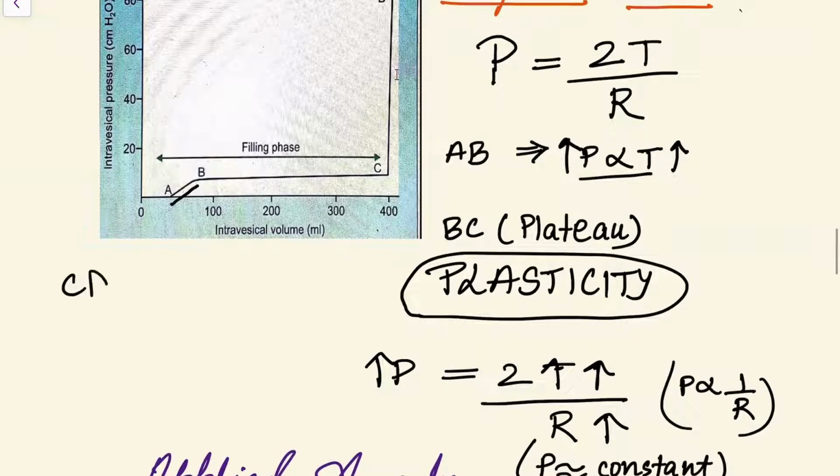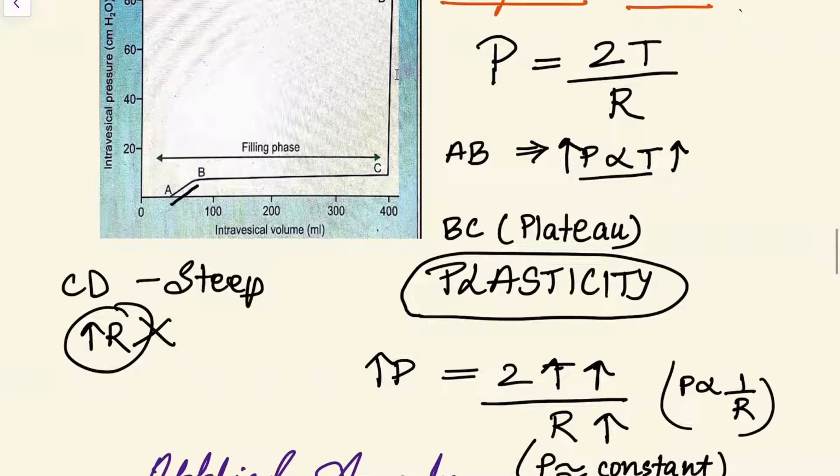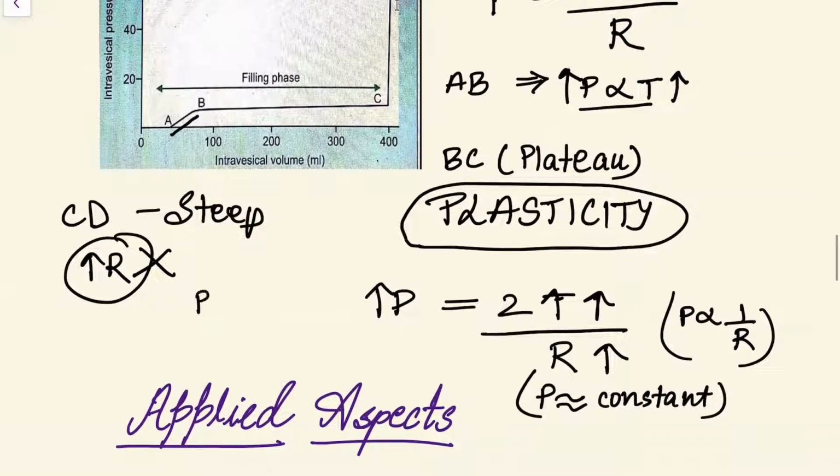Finally, at segment CD, we can see a steep rise because there is no more compensatory radius increase that we can see here. As a result, the pressure directly increases with tension and leads to voiding.